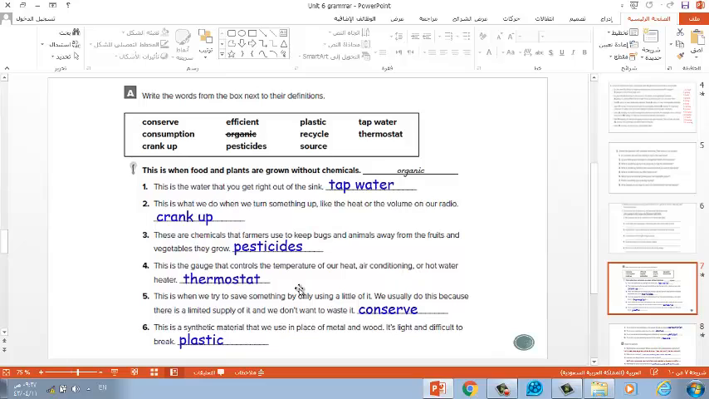And this is the gauge that controls the temperature of our heat, air conditioning or hot water. We call it a thermostat, right? This is when we try to save something by only using a little of it. We usually do this because there is a limited supply of it and we don't want to waste it. It means to conserve. And this is a synthetic material that we use in place of metal and wood. It's light and difficult to break. It's plastic. Okay?